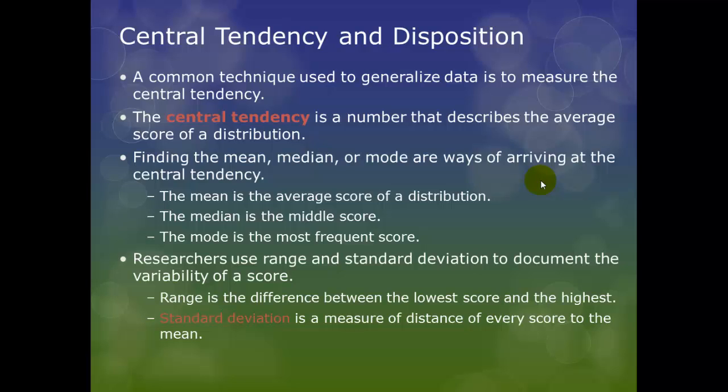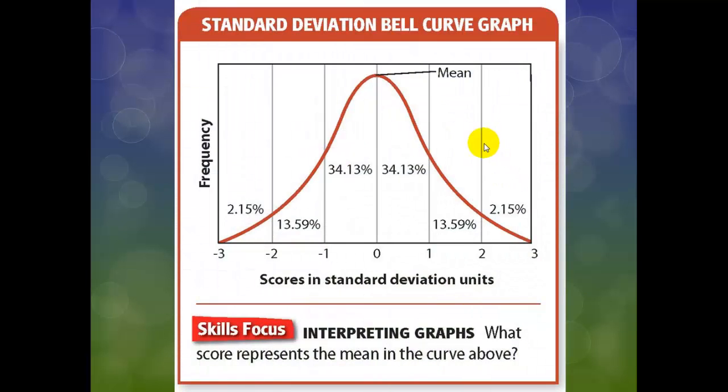Researchers use the range and standard deviation to document the variability of scores. The range, you know, is the difference between the highest and the lowest score. But standard deviation is a measure of distance from every score to the mean. And I'll show you what I mean right here. So these are 1 standard deviation units, then -1, -2, -3 standard deviation units. Those are all distances from the mean.